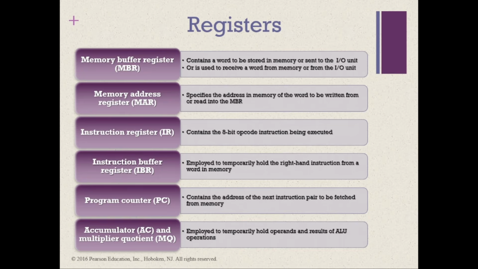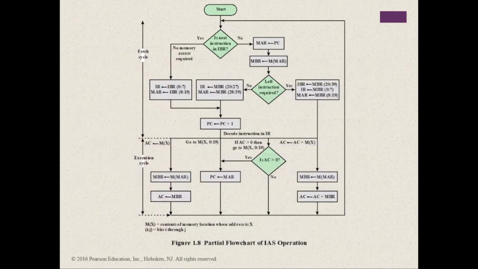For example, the result of multiplying two 40-bit numbers is an 80-bit number. The most significant 40 bits are stored in the AC and the least significant in the MQ. So these are the types of registers that can be found inside the control unit and the ALU. Okay, next we have figure 1.8, the partial flow chart of the IAS operation.